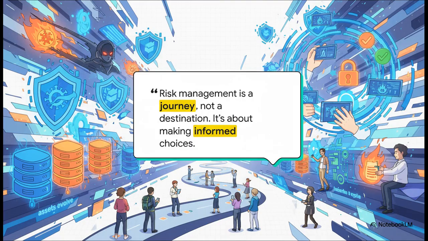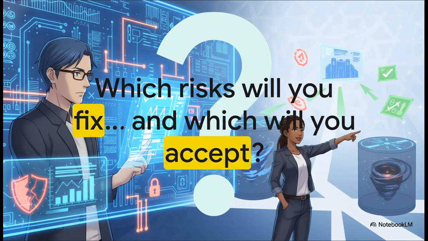So, when you boil it all down, this whole process is not a one-time project. It's not something you do once and then check a box. Threats are always changing, new vulnerabilities pop up, your own assets evolve. It's really a continuous cycle of making smart choices to protect what really truly matters to your organization. This blueprint gives you the power to see your risks clearly, to put a number on them, and to prioritize them based on actual data, not just fear. It gives you a framework to answer the biggest question of all. Now that you know what could go wrong, what are you going to do about it? Which risks will you fix, and which ones will you accept?